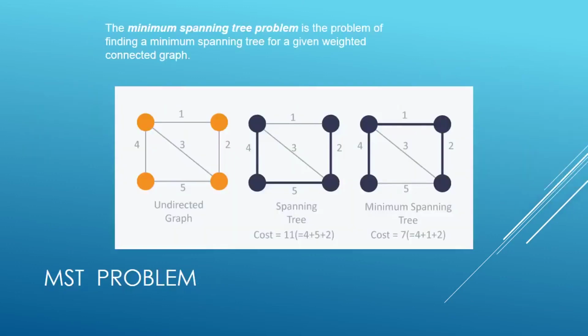Let's understand the minimum spanning tree problem. So what is the minimum spanning tree problem? It is the problem of finding a minimum spanning tree for a given weighted connected graph. So I have this original undirected weighted graph, and from this you can find many spanning trees like this. One spanning tree could be this, one could be this, and similarly you can find many spanning trees, and then you find the total cost of the edges included in the spanning tree.